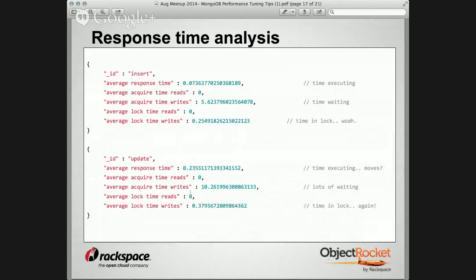The first one is an insert. Okay, and it's grouped by operation type. So you'll get 1 document per operation type. In this case, just insert, just update. But if you had queries, there'd be 1 for query, 1 for command, 1 for delete, etc. But let's just talk about insert and update because they're the most interesting here. So the average response time, the first line here, is how long, on average, things took to complete. Okay, so it seems pretty fast. It's less than a millisecond.